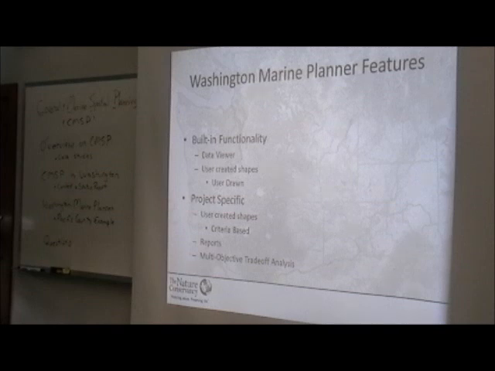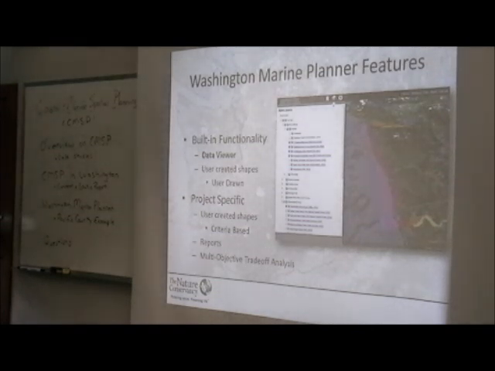So that's just standard functionality in the tool, and I think this is the last slide of text, we'll actually get into some screenshots in a moment, and see what the tool looks like and what it does. But then there's also project specific functionality that would represent a particular management objective, like either offshore energy or marine conservation and the like. And that's based on these user-created shapes, these reports, and then this trade-off analysis.